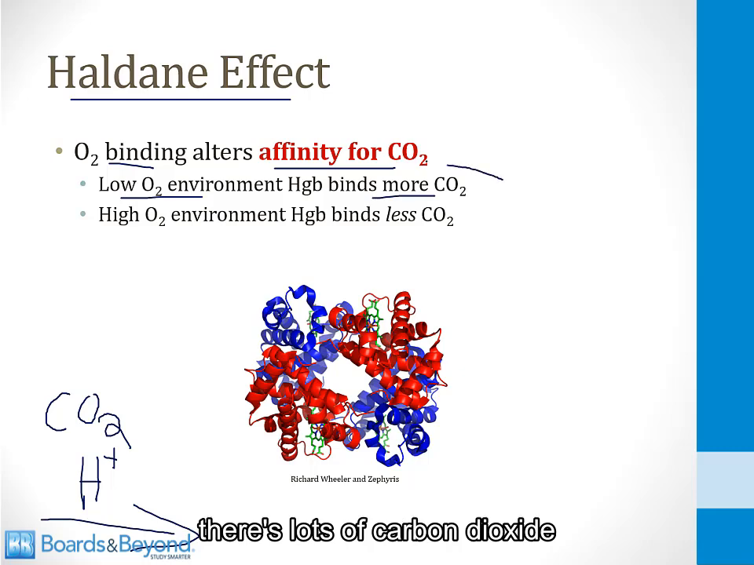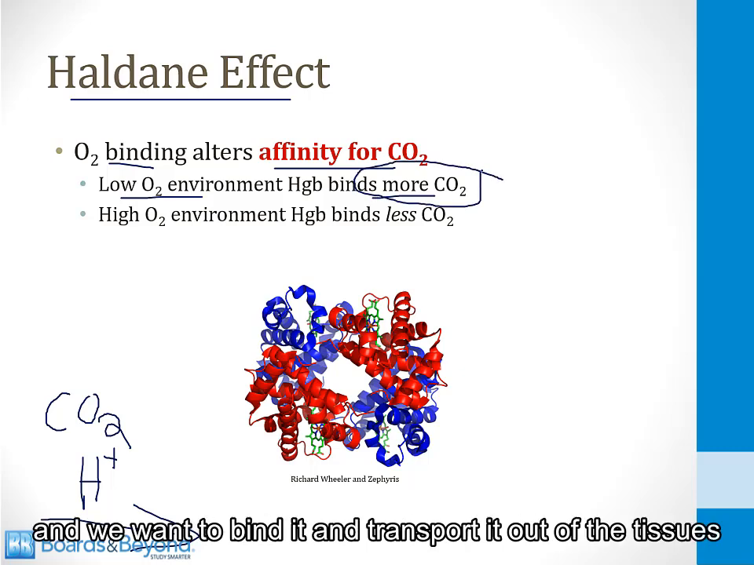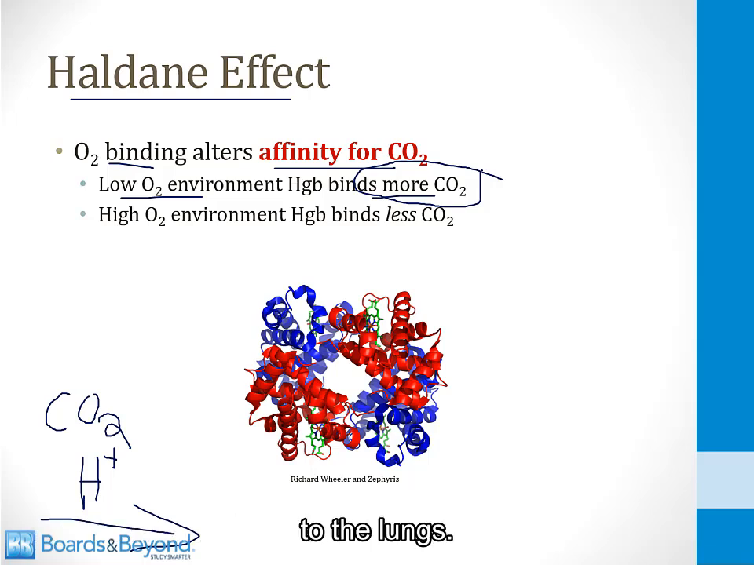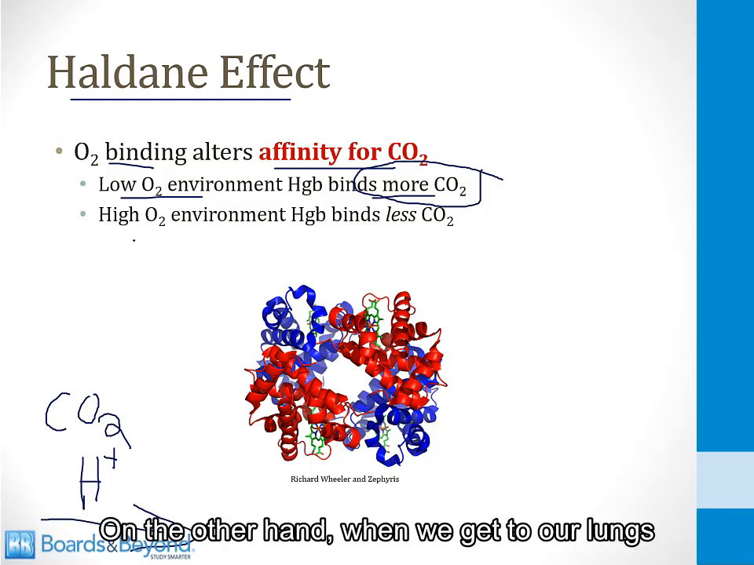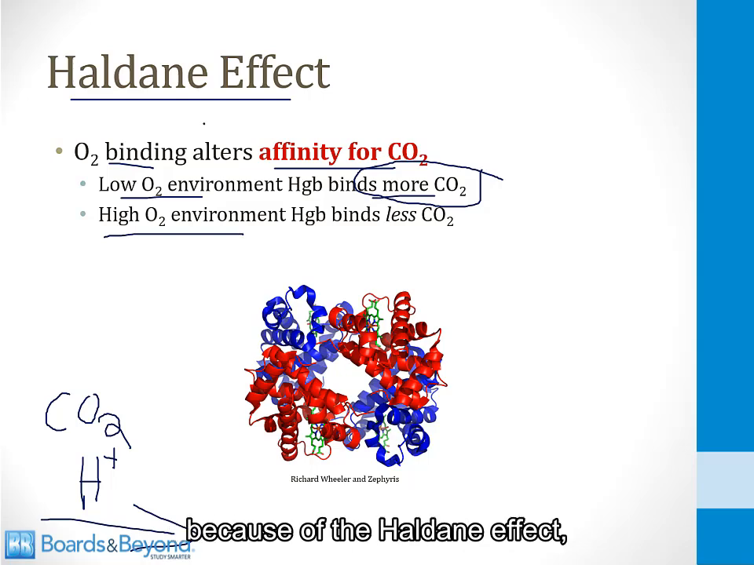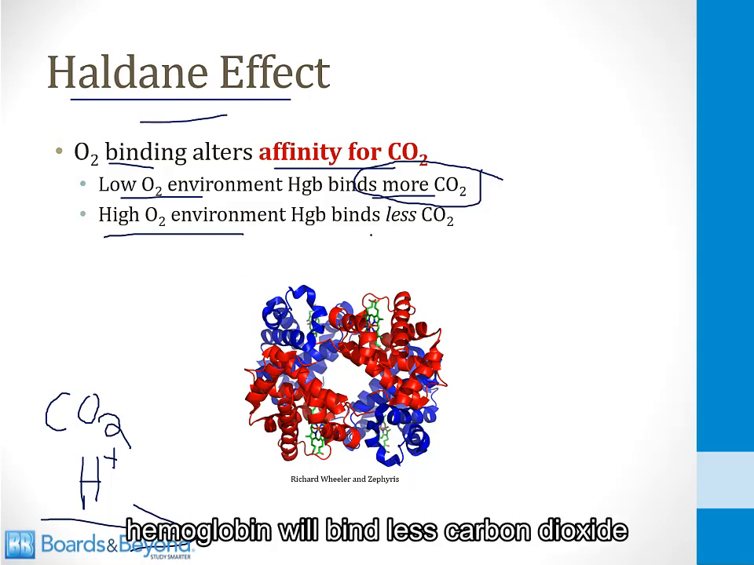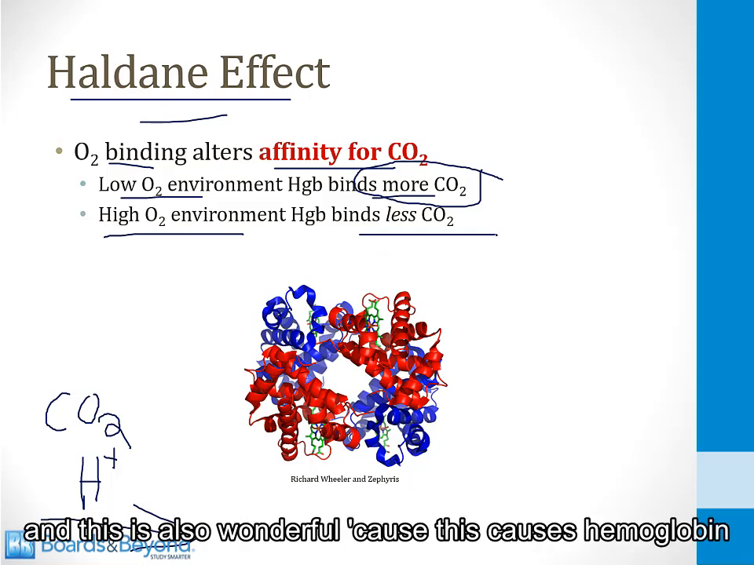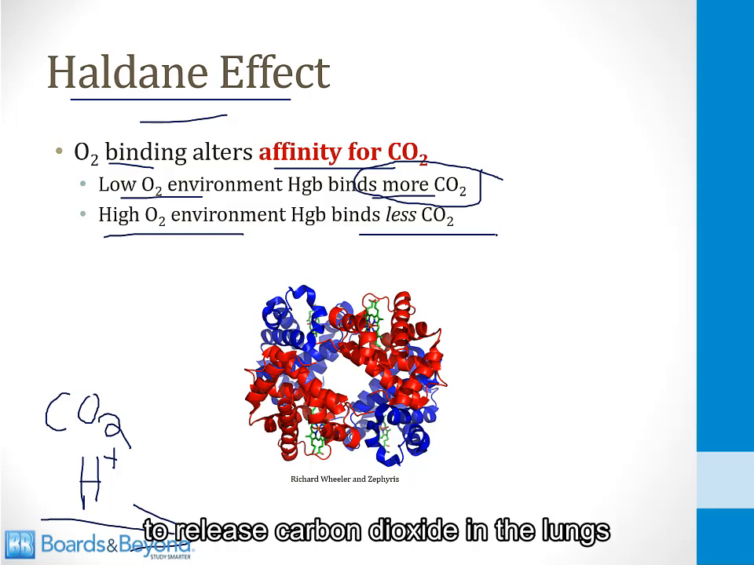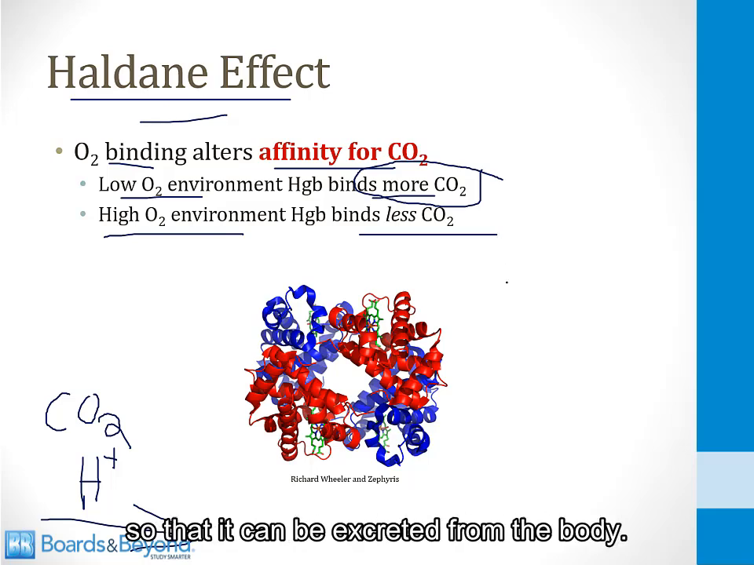In our tissues, there's lots of carbon dioxide, and we want to bind it and transport it out of the tissues to the lungs. On the other hand, when we get to our lungs and there's lots of oxygen around, because of the Haldane effect, hemoglobin will bind less carbon dioxide. And this is also wonderful because this causes hemoglobin to release carbon dioxide in the lungs so that it can be excreted from the body.